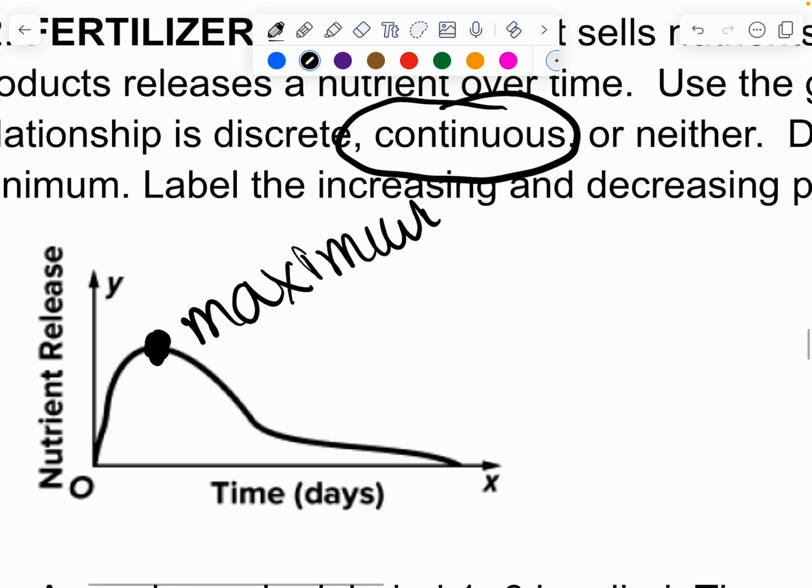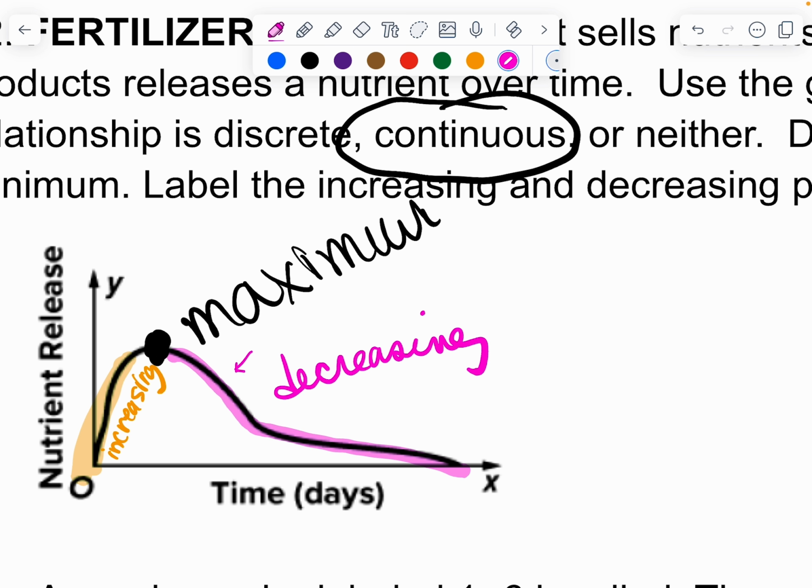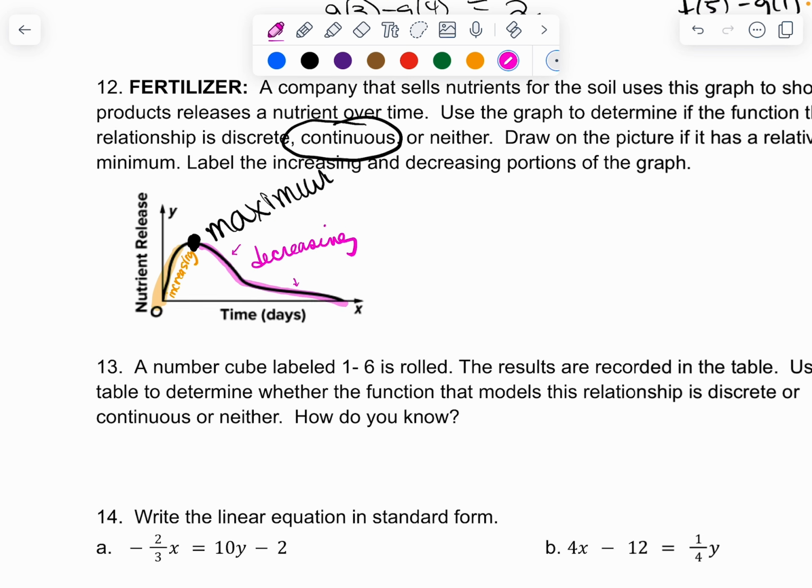Label the increasing and decreasing portions. So I come here. This part is increasing. This is the increasing part. And then we'll do pink. Now, it kind of does a little thing, but all of that is the decreasing part. It was decreasing faster up here and slower down here, but there it's all decreasing.